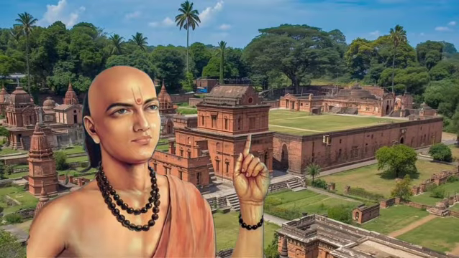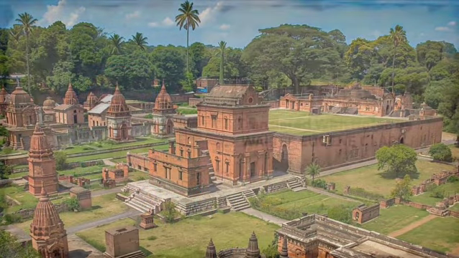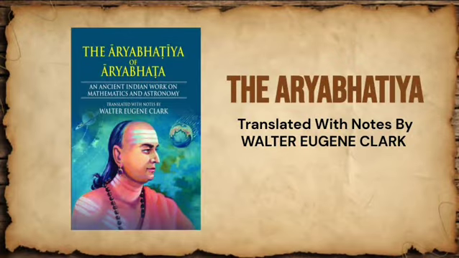At the age of just 23, he wrote a book called Aryabhatia. The Aryabhatia is written in Sanskrit, not in long paragraphs, but in short poetic verses called shlokas. Written in 121 verses, it explains time, mathematics, and the cosmos, all in poetic form. The book Aryabhatia was translated with notes by Walter Eugene Clark.